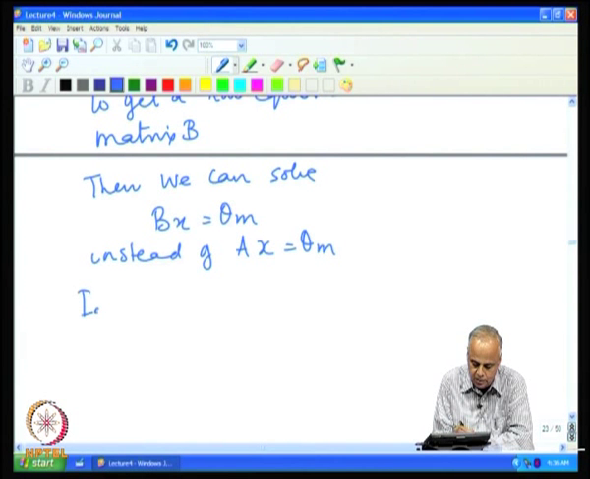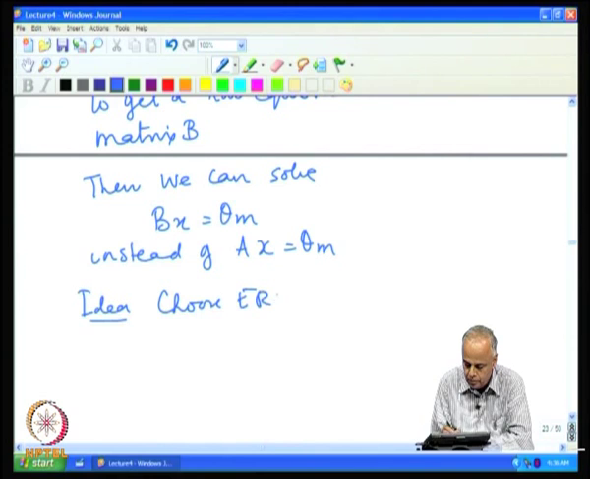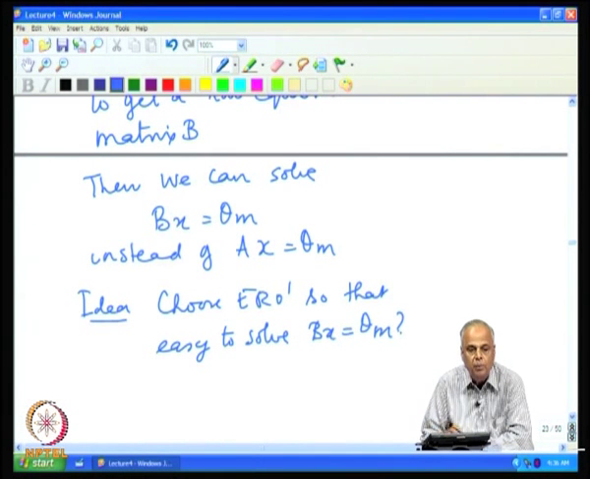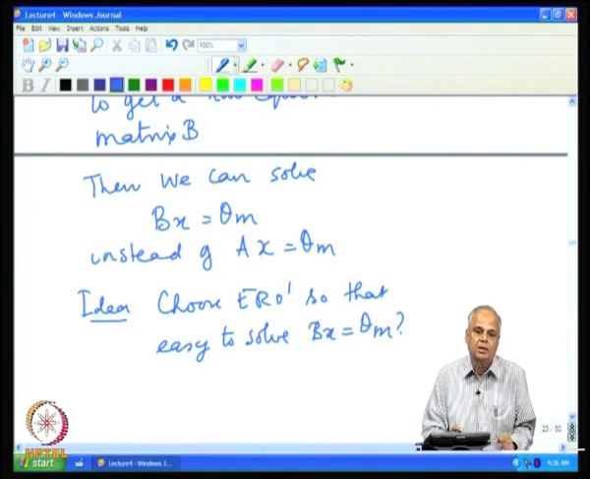The idea is to choose EROs so that it is easy to solve Bx equal to theta. How do we do this? We shall see this in the next lecture.